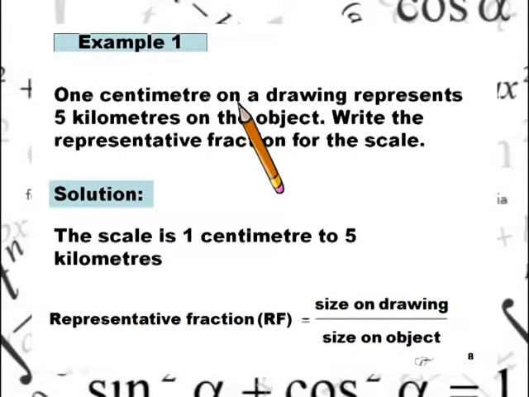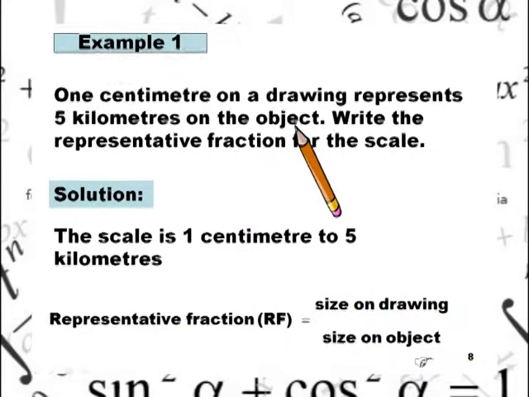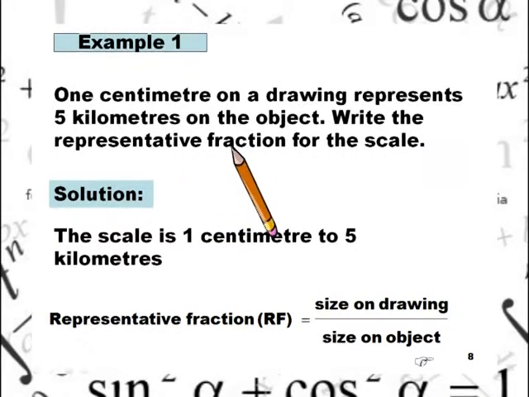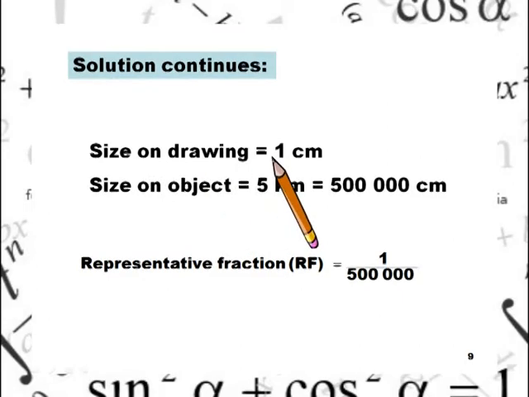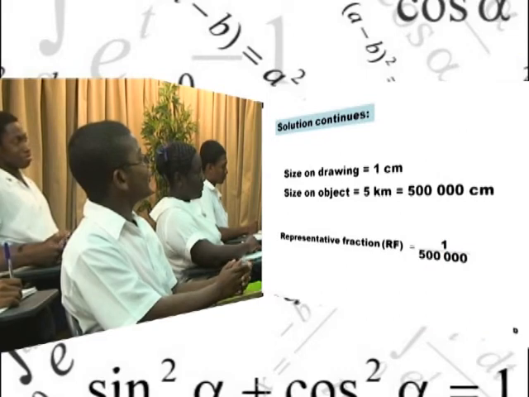Example 1. 1 centimeter on a drawing represents 5 kilometers on the object. Write the representative fraction for the scale. Solution. The scale is 1 centimeter to 5 kilometers. Representative fraction RF equals size on drawing upon size on object. Size on drawing equals 1 cm. Size on object equals 5 km equals 500,000 cm. Representative fraction RF is equal to 1 upon 500,000.